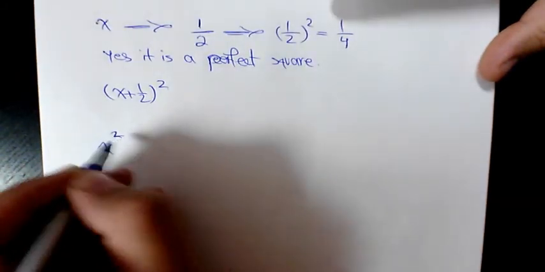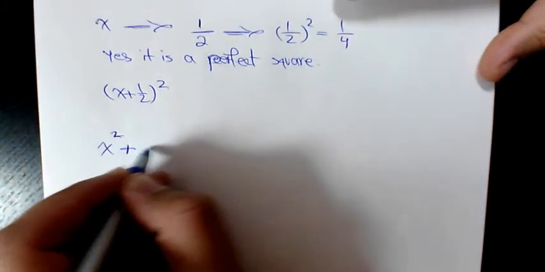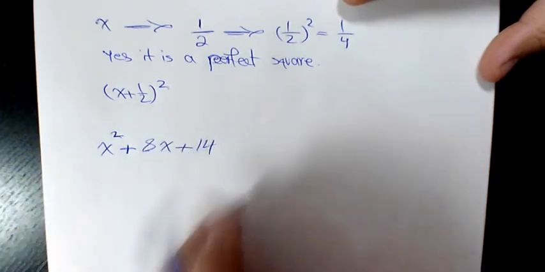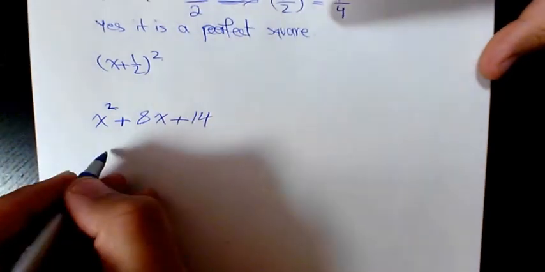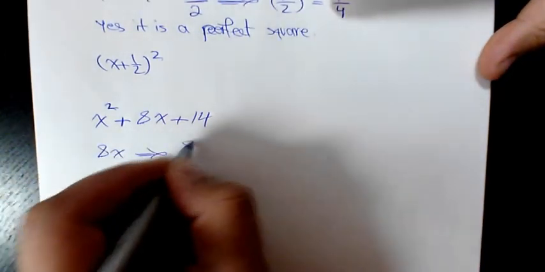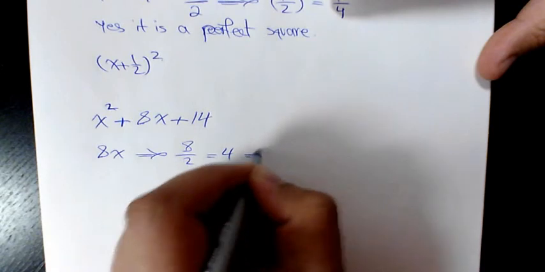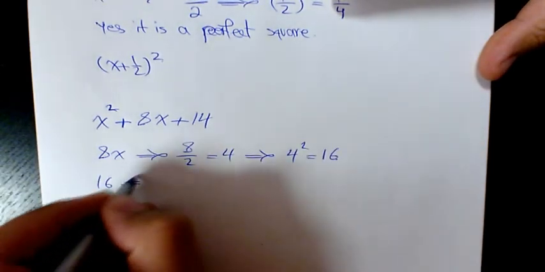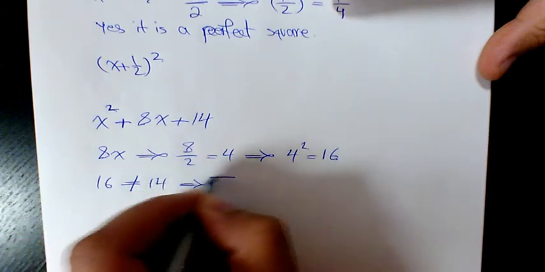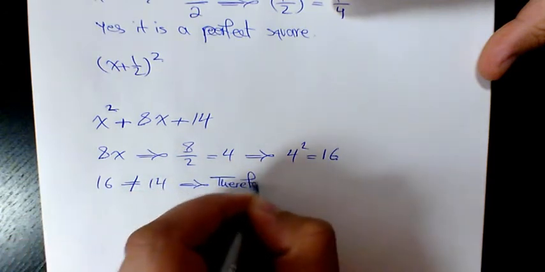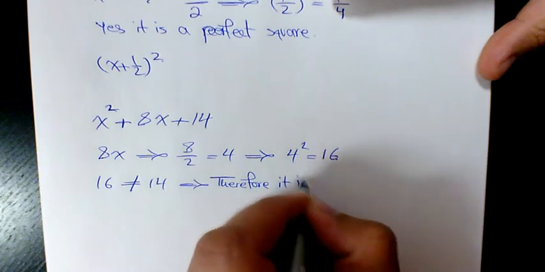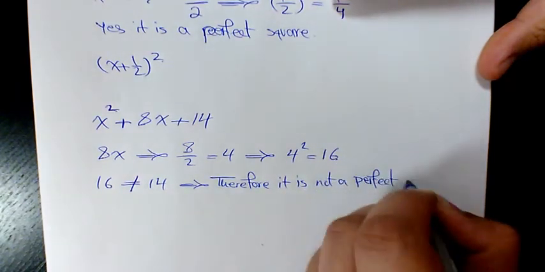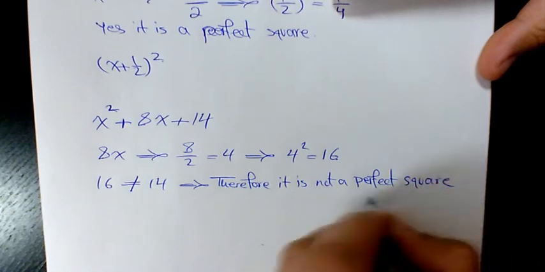x squared plus 8x plus 14. 8x. Therefore, 8 divided by 2, 4. 4 squared is going to be 16. 16 is not equal to 14. Therefore, it is not a perfect square trinomial.